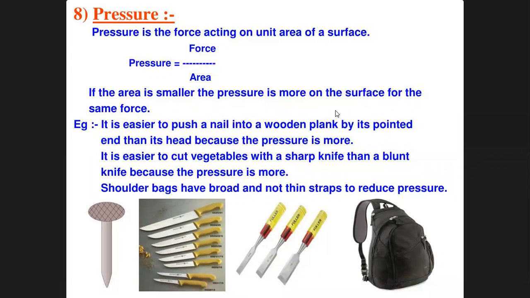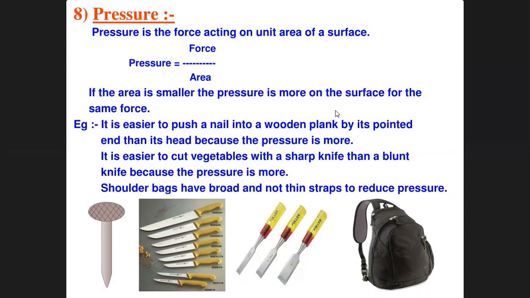And in the knife, you can see one side is blunt and one is very sharp, right? Same way, shoulder bags are provided with broad straps, not thin straps. Why? Because they all are related to area. If we talk about a nail, the lower portion has very little area. Less area means more pressure. When you apply a little force, the pressure will be more and it will be very easy to hammer that nail into the wall.